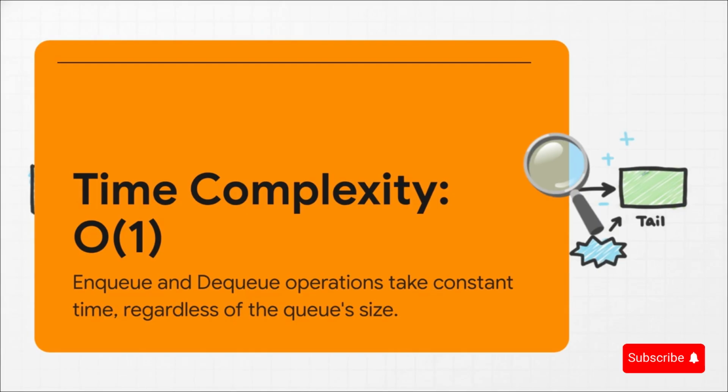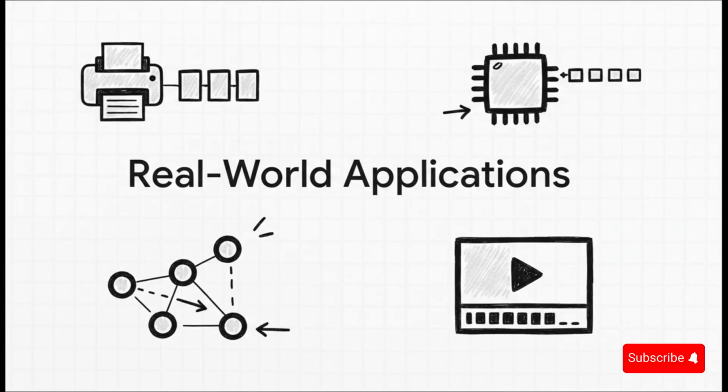It's incredibly fast. And because they're so ridiculously efficient, you start to see queues everywhere once you know what to look for. Your computer's operating system is using a queue right now to decide which program gets to run next. When you send 5 documents to the printer, they sit in a print queue. It's a key part of powerful algorithms like breadth-first search. It's even what keeps your Netflix stream playing smoothly without constant buffering.